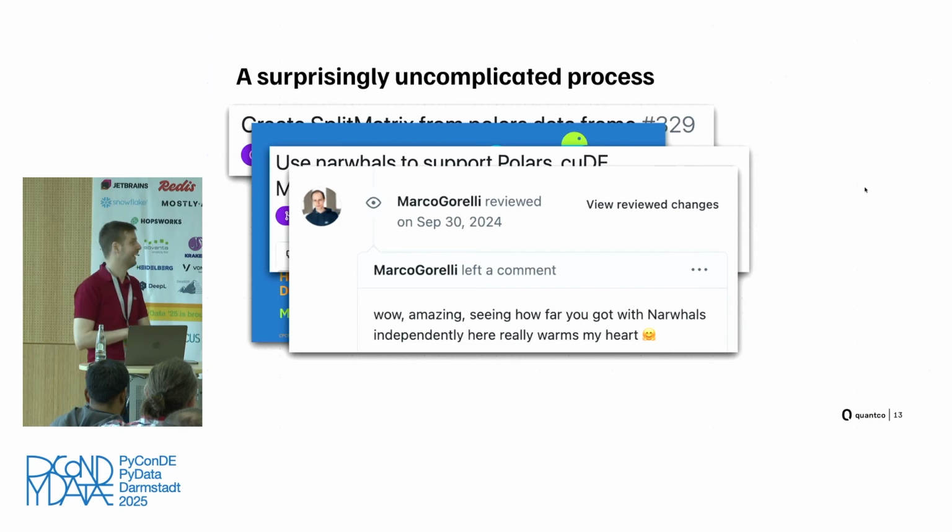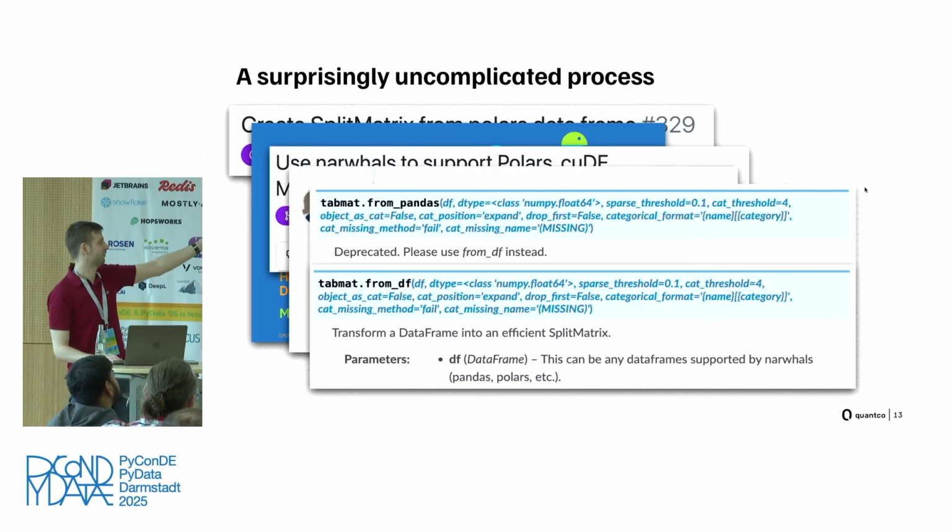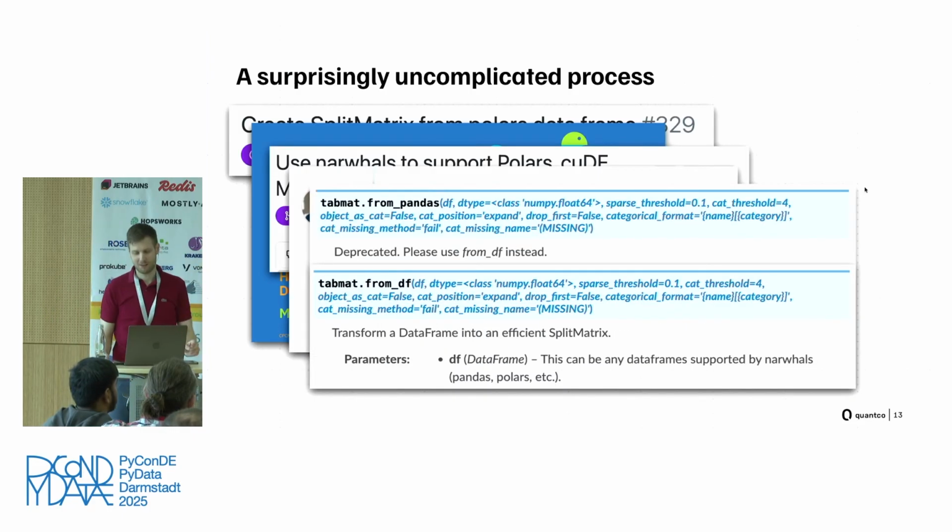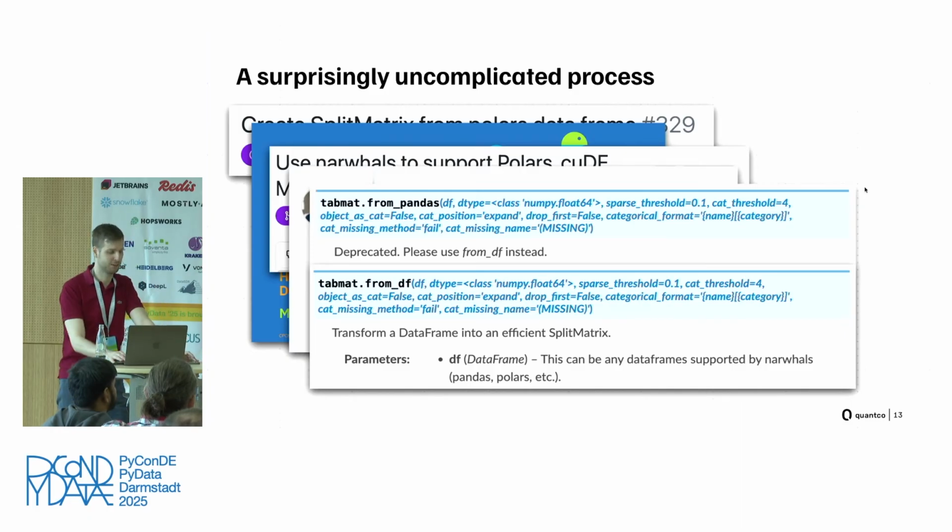When we had this PR, we also got a drive-by review from Marco himself with a couple of tips. So it was just super nice that we got some support from the author of narwhals when converting Glam to use narwhals. And now, instead of the from pandas function that we had earlier, we have this from df method, which can handle arbitrary data frames.